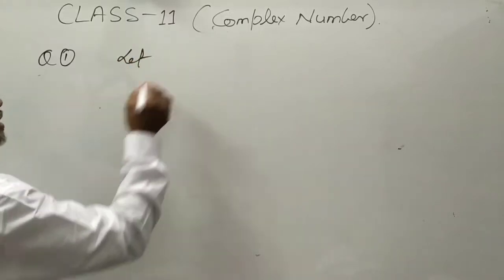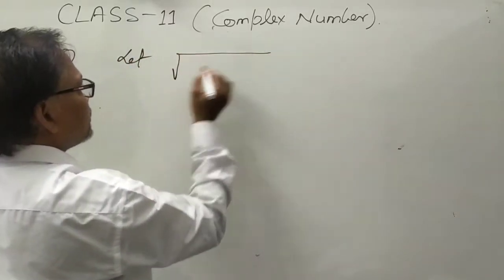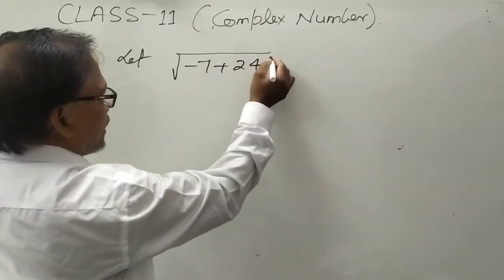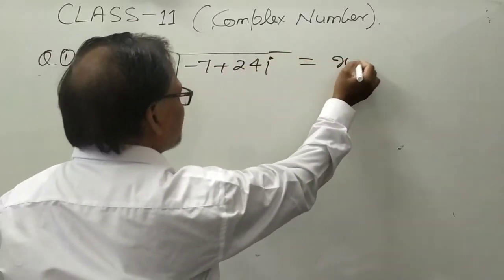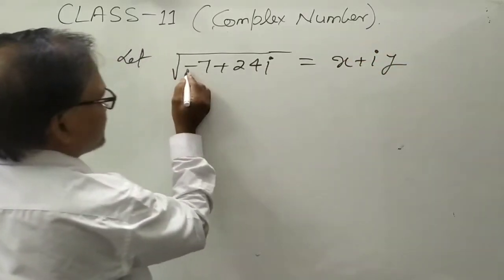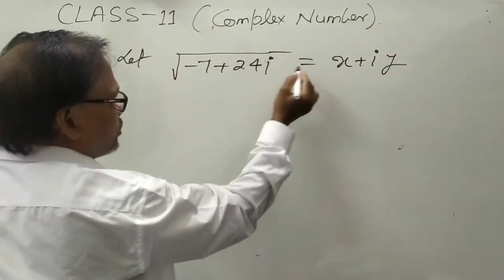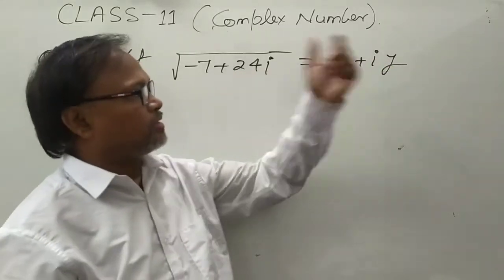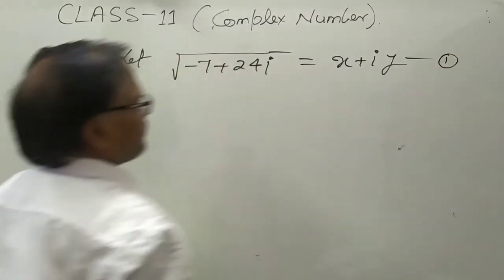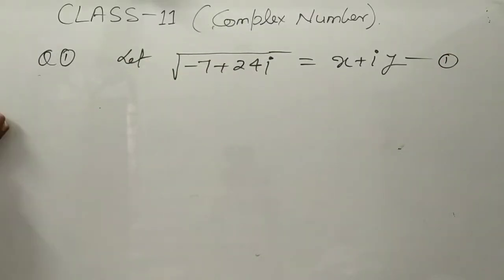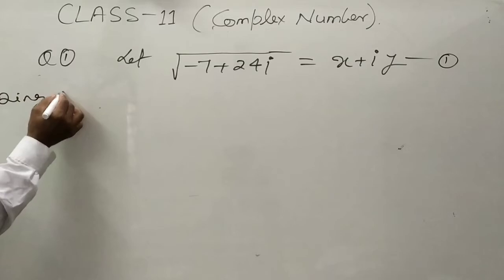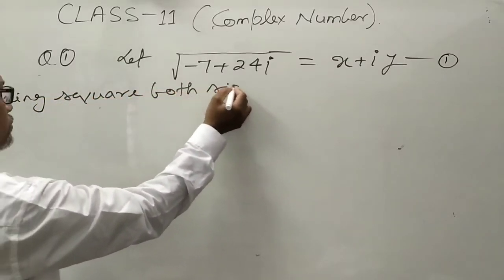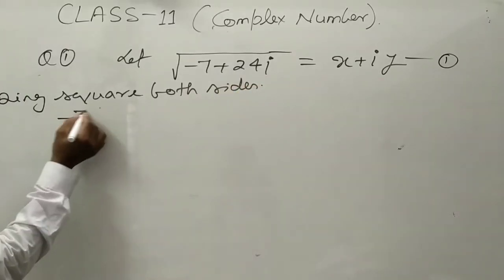Let under root minus 7 plus 24i is equal to x plus iy. This is the complex number, take the square root of this, and x plus iy is the square root of this complex number. This is equation number 1. Now taking square on both the sides, what will you get?